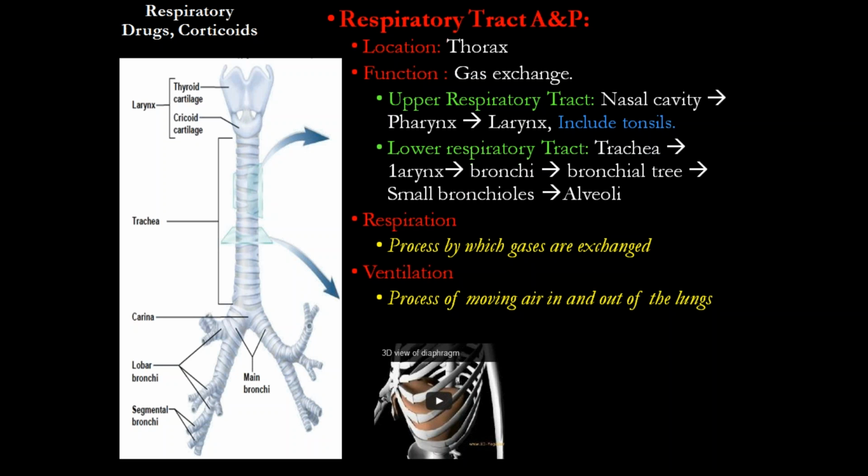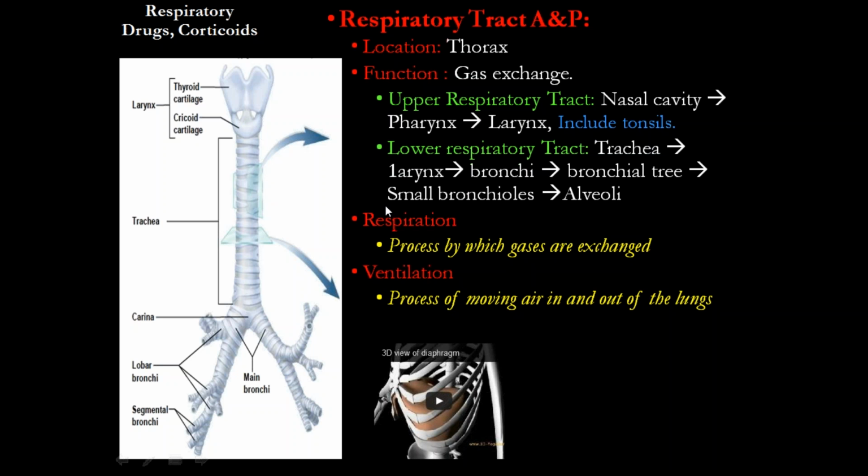So why am I making this differentiation? Because the pharmacology that we are going to talk about today is related to either upper or lower respiratory problems. Ahead of time, I'm telling you that we have 7 groups of medications that we are going to memorize, or go through in this class.